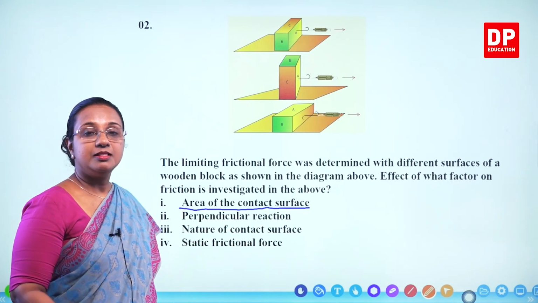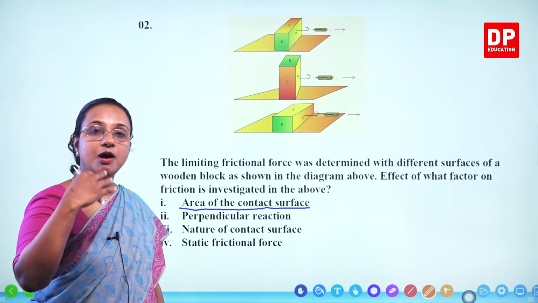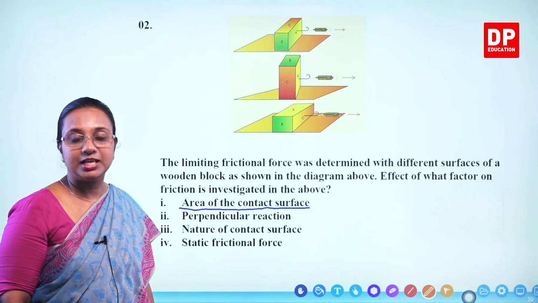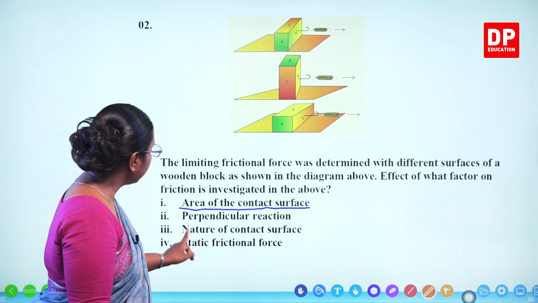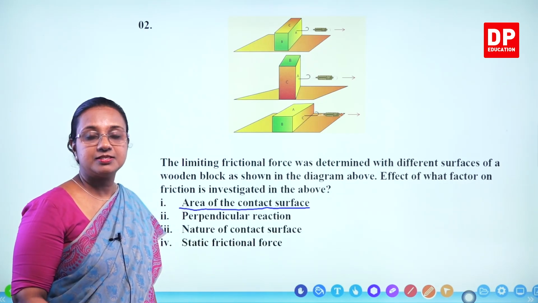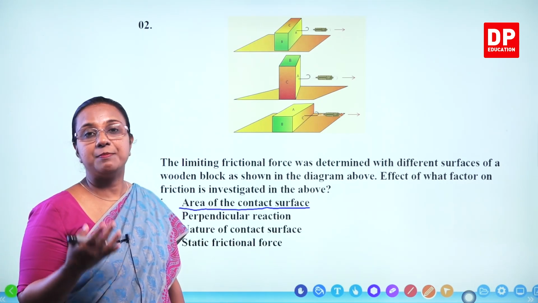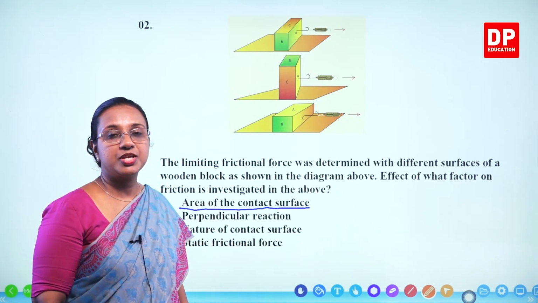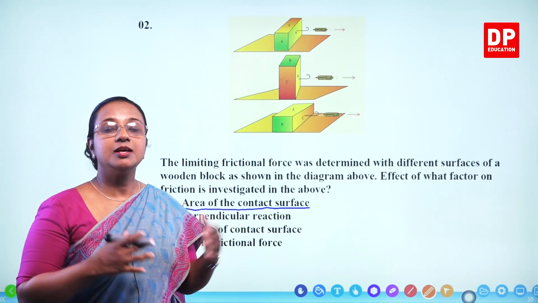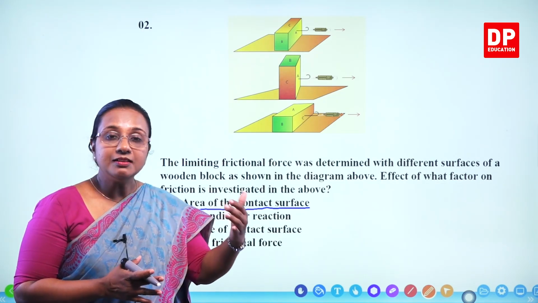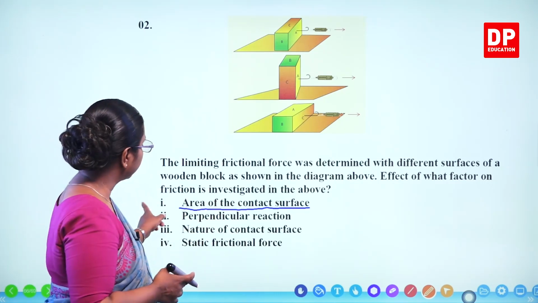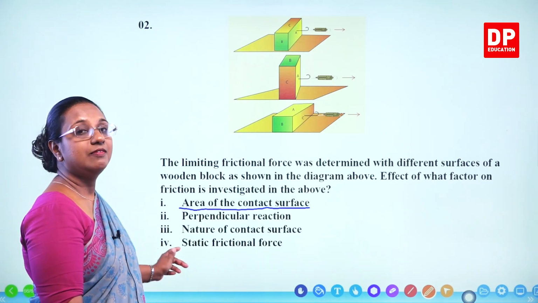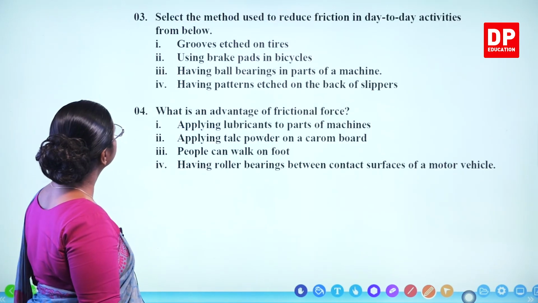Perpendicular reaction, then we will have to place one block on top of the other to increase the weight so that the perpendicular reaction increases. If it is nature of contact surface, we will have to use sandpaper with different roughness. And static frictional force, that is using a normal block, we investigate the 3 states of friction. So the correct answer is the area of contact surface. We'll go on to the next question.